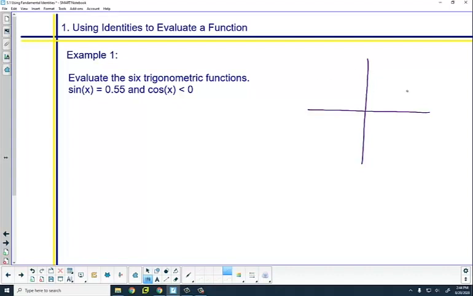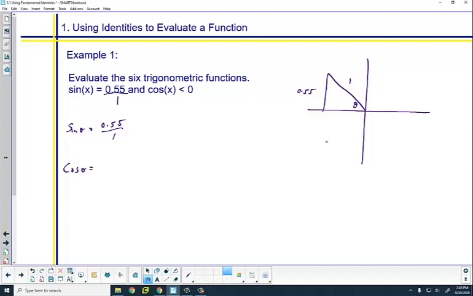Sine is positive, so we have to be in quadrants 1 or 2. Cosine is less than 0. Cosine is negative. Remember, all trig functions are positive in quadrant 1, so we have to be in quadrant 2. So our theta is right here. And we know sine is 0.55. Well, if we had a fraction, wouldn't this be easy? Well, we do. You can take any number and put it over 1, and there's a fraction. So the sine of theta is 0.55 over 1, and this is opposite over hypotenuse. 0.55 over 1.